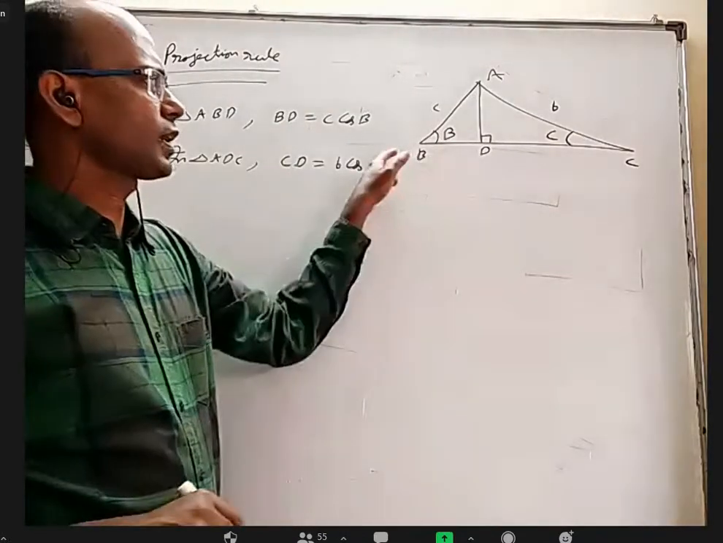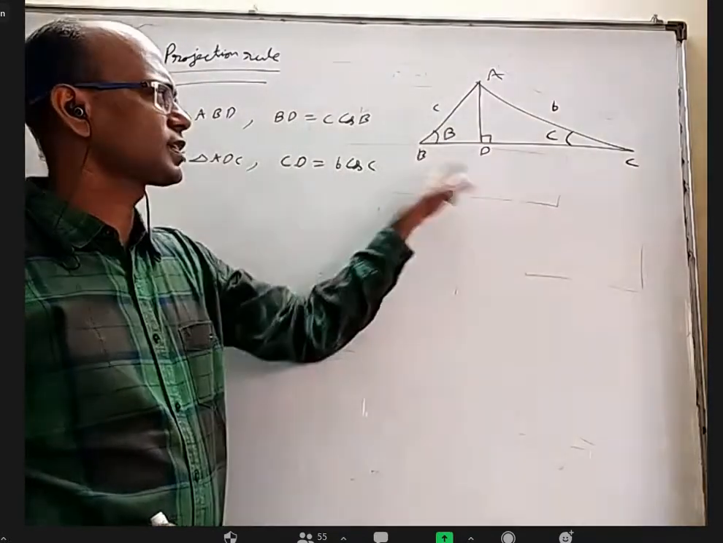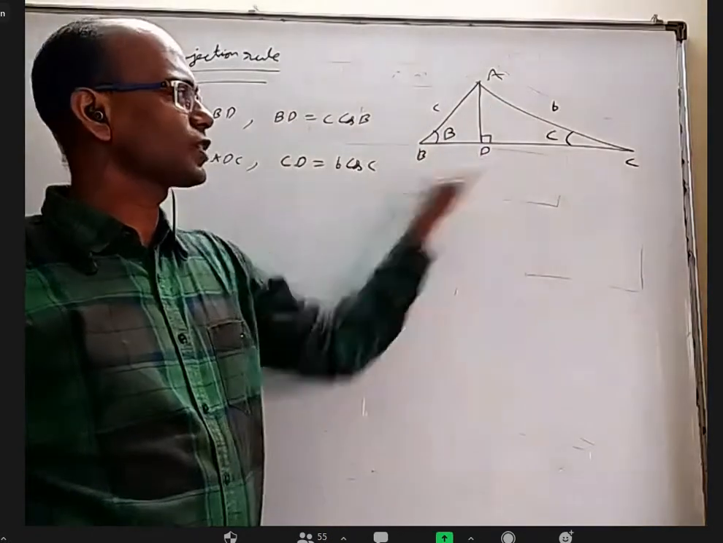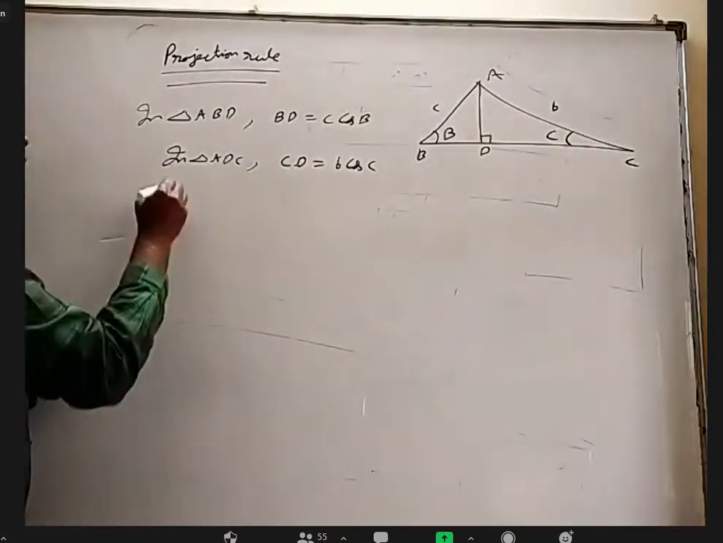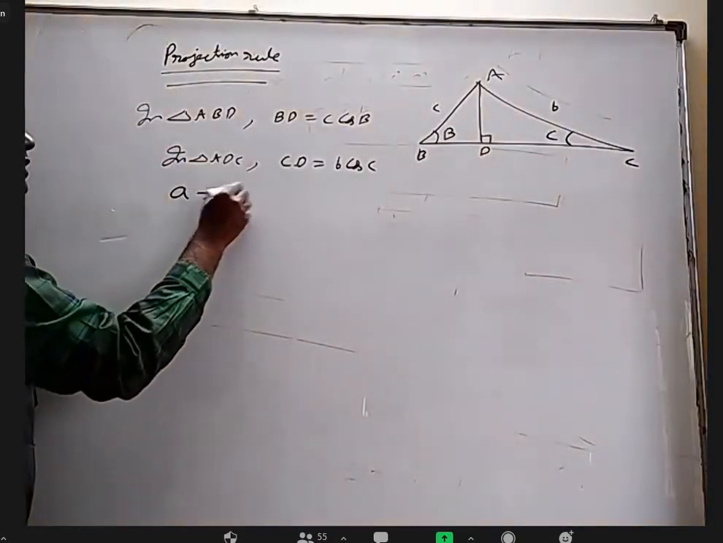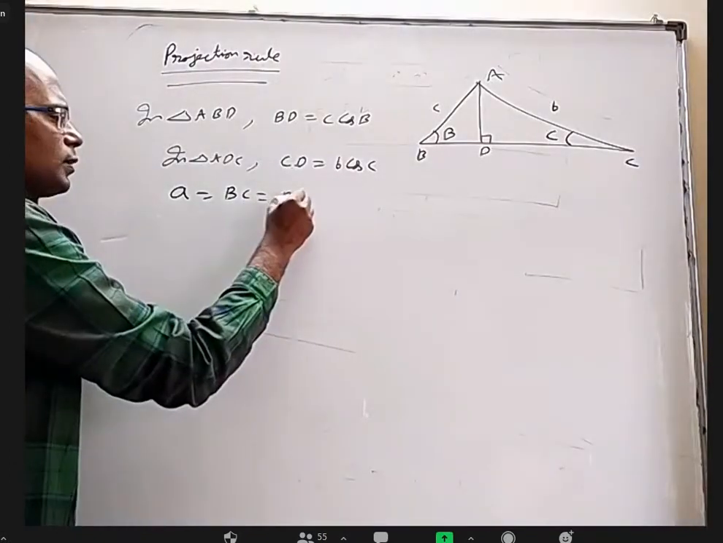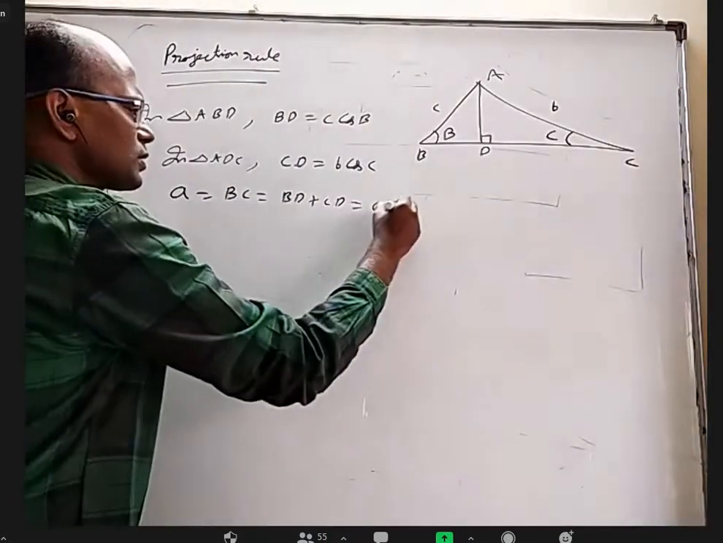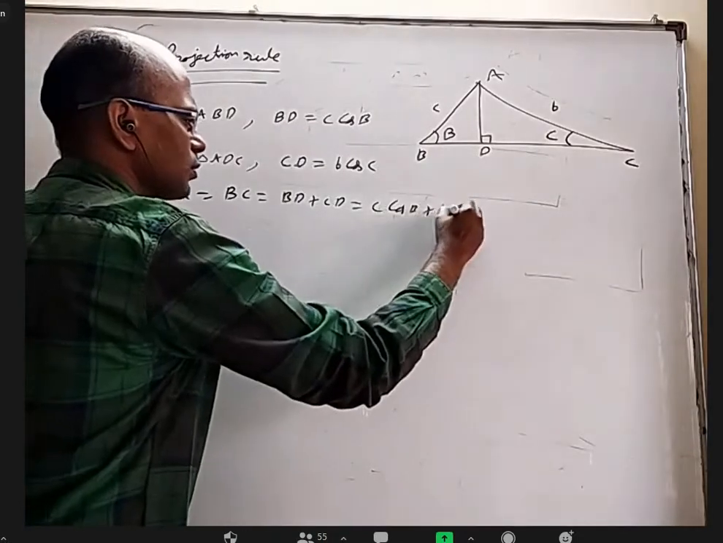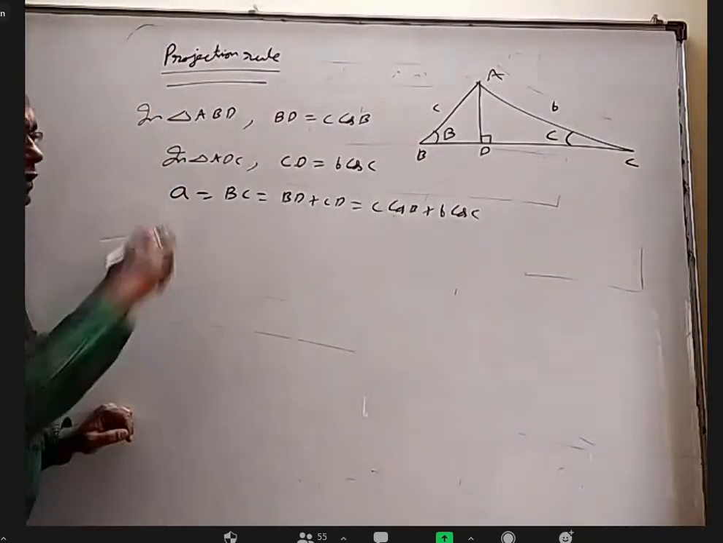Okay, this is a simple right angle triangle, hypotenuse is C, this is B, so the adjacent side is C cos B. By adding these two, you'll get side BC. So small a, which is BC, is equal to BD plus CD, which is C cos B plus B cos C. Okay, this is called projection rule.